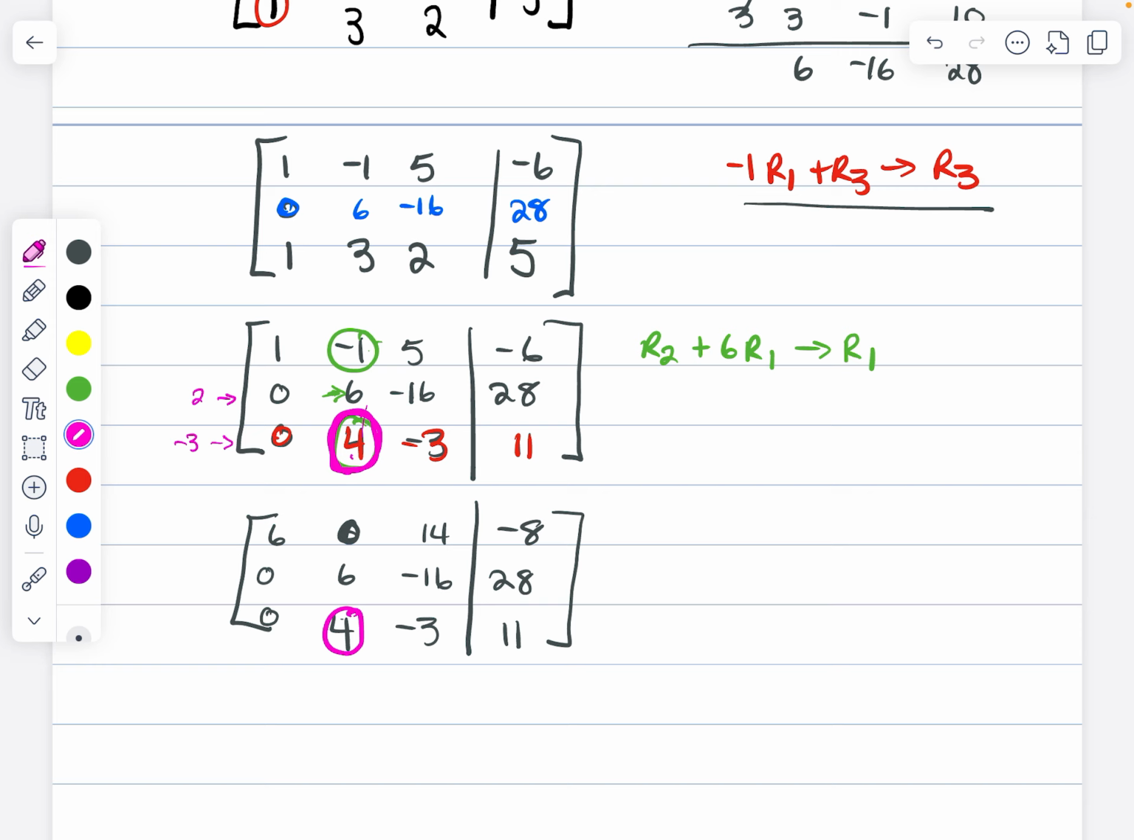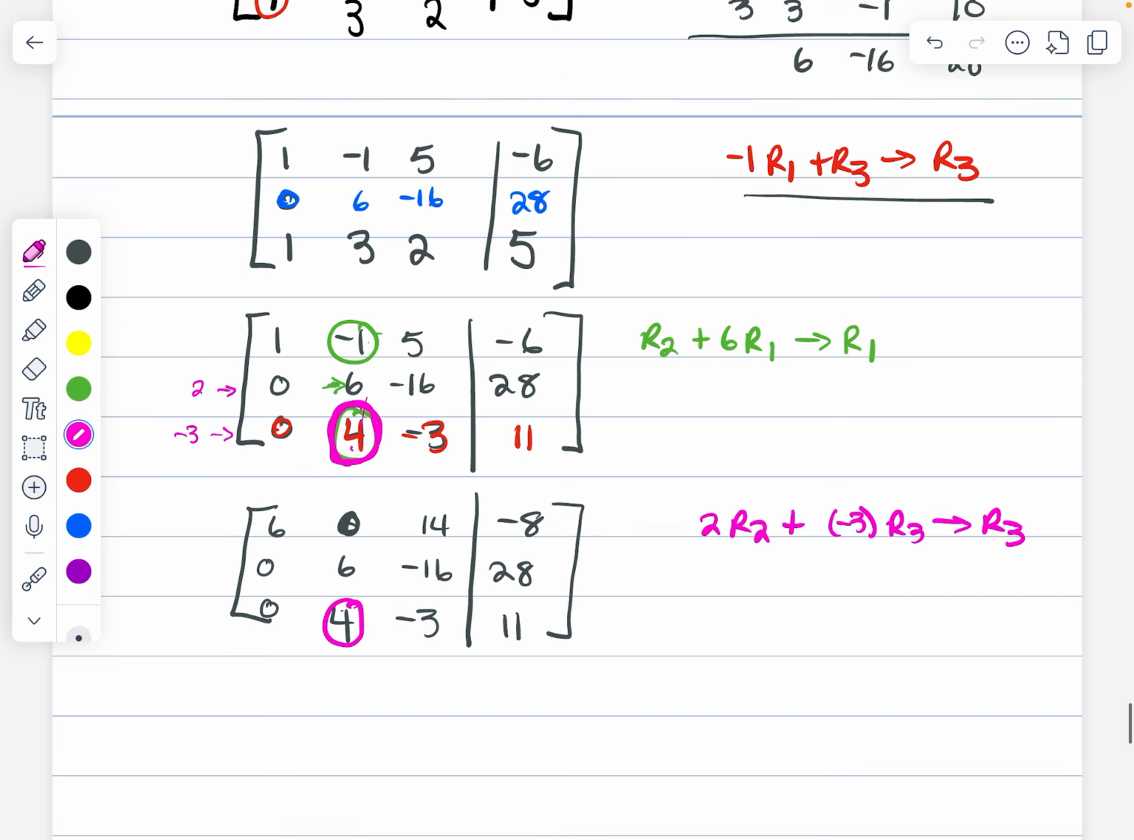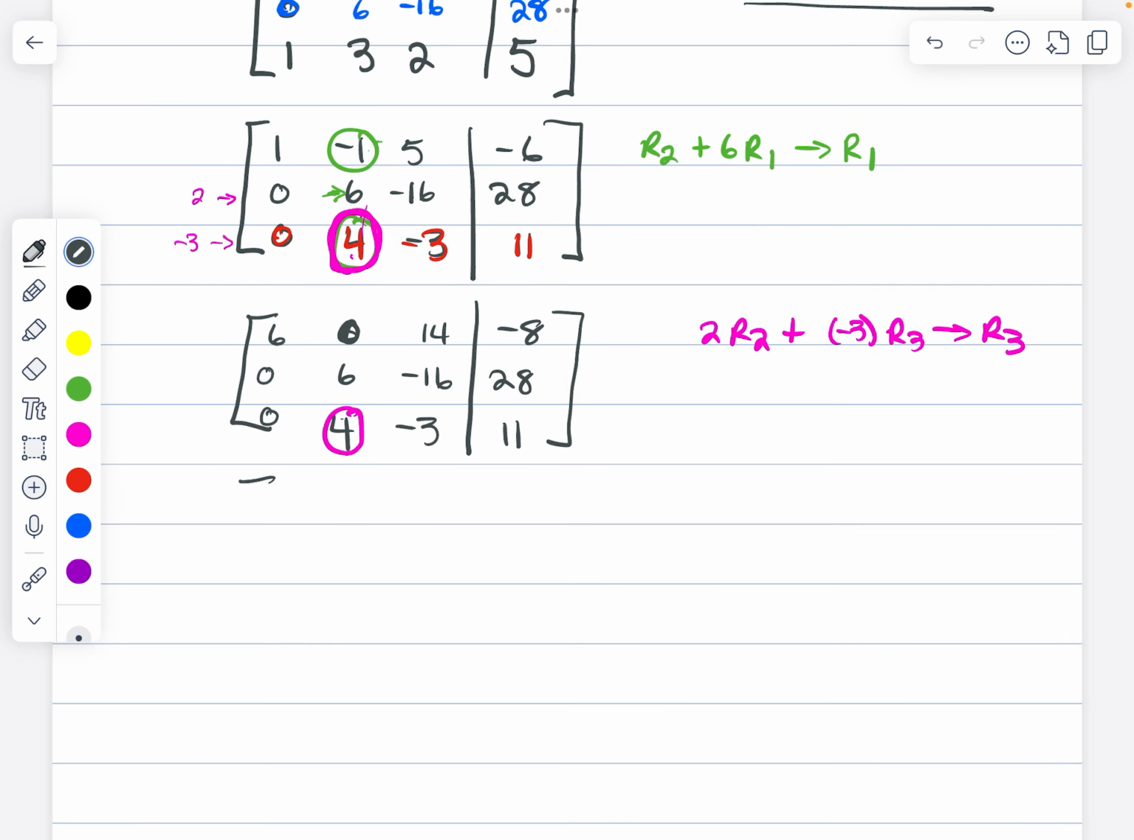All right, so here it is. We're taking again 2 times row 2 plus negative 3 times row 3, replace it in row 3. And that result is, row 1 stays the same. Row 2 stays the same. And row 3 is now 0, 0, negative 23, positive 23.